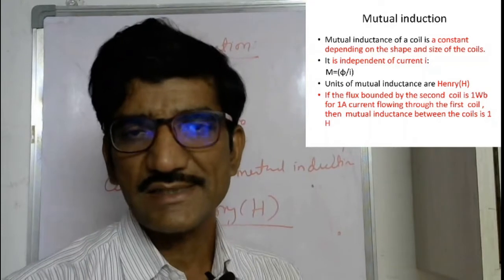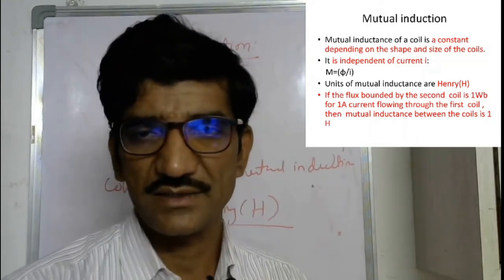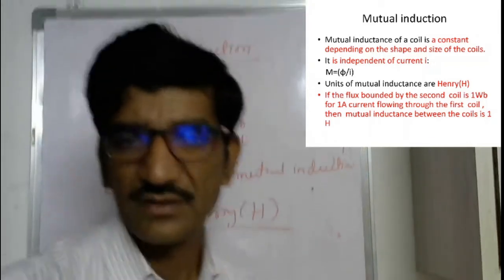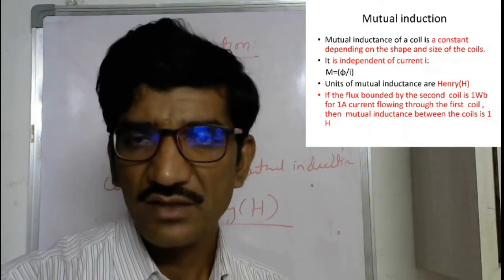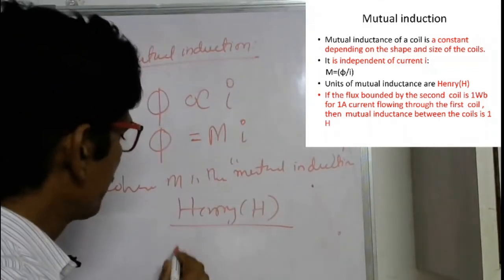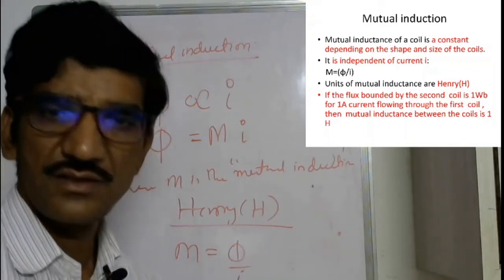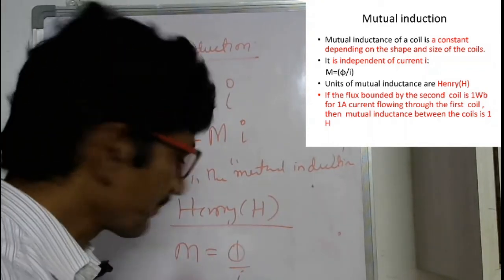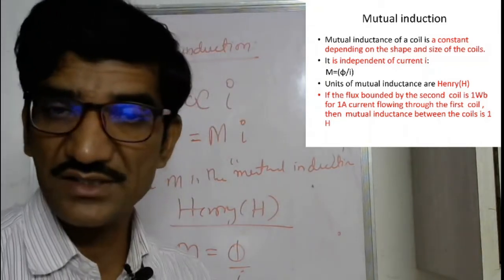Now let us try to define this Henry here. See here, M is equal to, by using this relation, M is equal to phi by I. So now we may define the units of mutual induction.